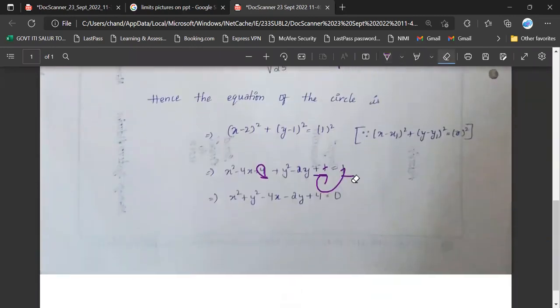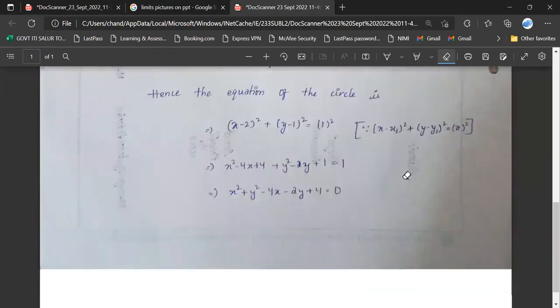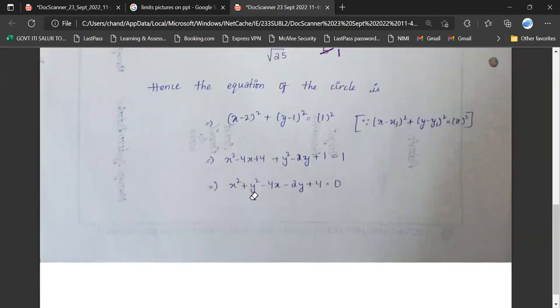So we have the equation x square plus y square minus 4x minus 2y plus 4 is equal to 0. So the required equation of the circle is x square plus y square minus 4x minus 2y plus 4 is equal to 0.